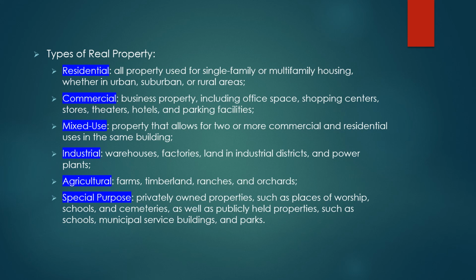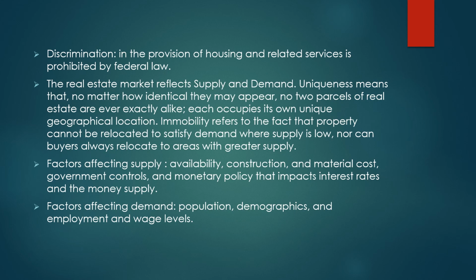Agricultural property would be farms, timberland, ranches, and orchards. Special purpose property includes privately owned properties such as places of worship, schools, and cemeteries, as well as publicly held properties such as a school, municipal service buildings, and parks. Discrimination in the provision of housing and related services is prohibited by federal law. The real estate market reflects supply and demand.